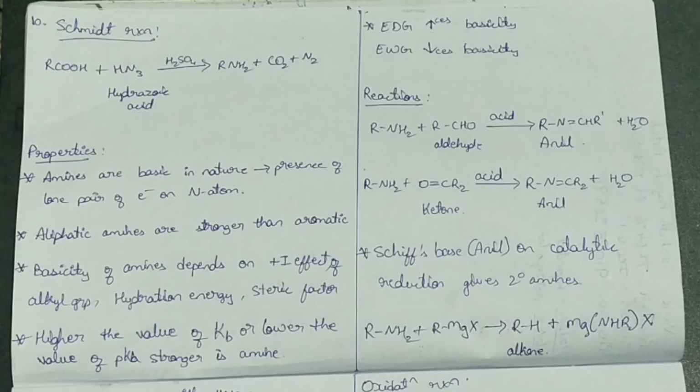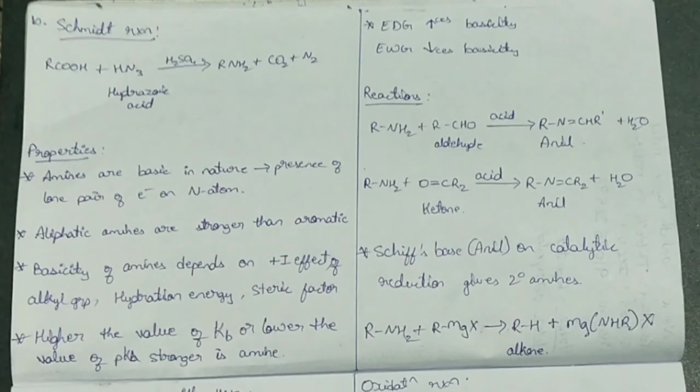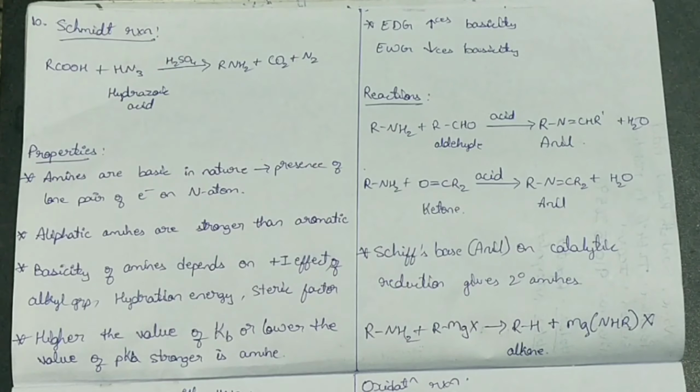Next we shall look into the properties. Amines are basic in nature due to the presence of a lone pair of electrons on the nitrogen atom. Aliphatic amines are stronger bases than aromatic amines. Basicity of amines depends on the +I inductive effect of the alkyl group, hydration energy and the steric factor. The higher the value of Kb or the lower the value of pKb, the stronger the amine.